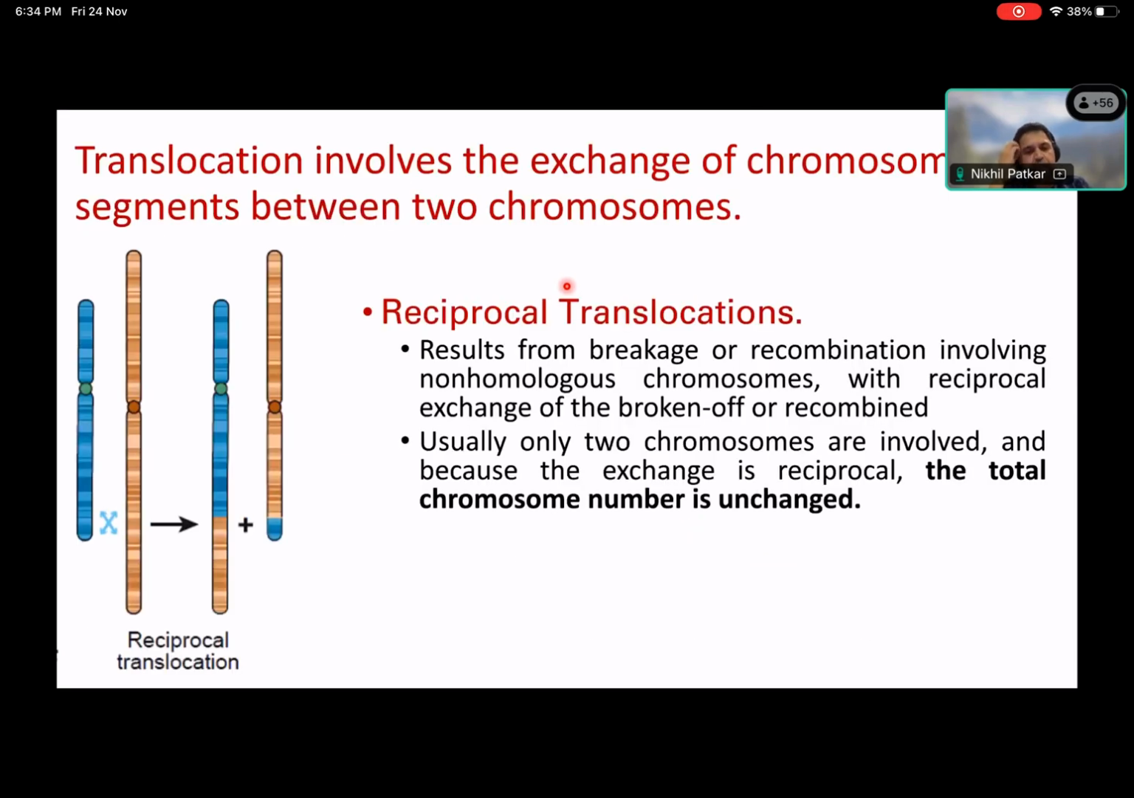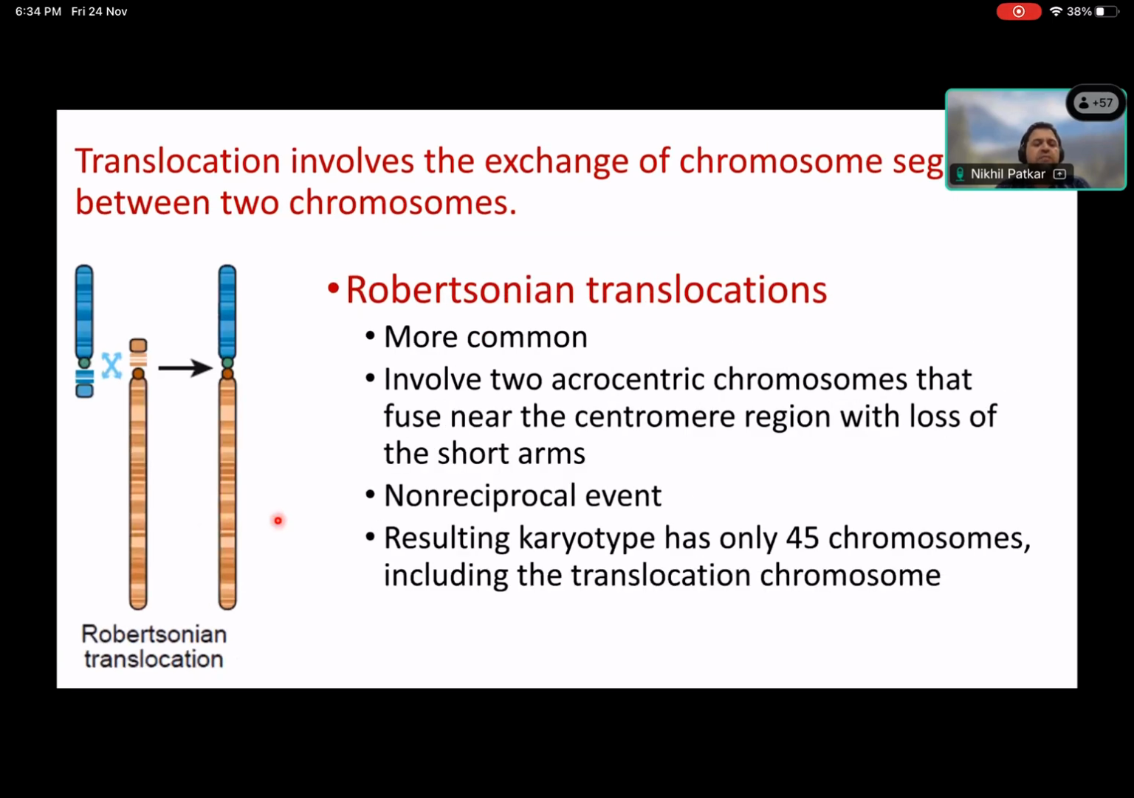You can similarly have reciprocal gene rearrangements in which there is exchange of genetic material between two chromosomes, for example, 9 and 22. And sometimes you can have Robertsonian translocations, where translocations take place involving two acrocentric chromosomes which fuse near the centromere region.